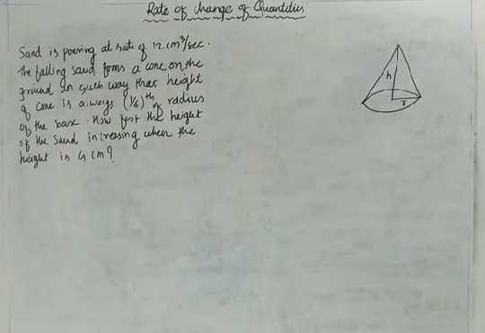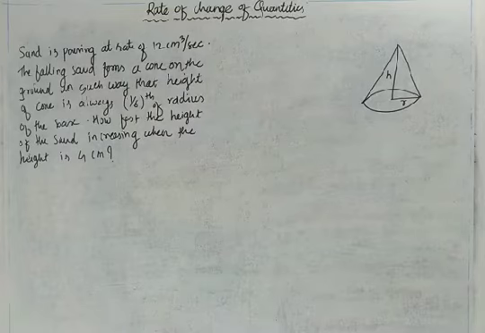The next example, which is familiar to us: sand is pouring at the rate of 12 centimeter cube per second. It means we take sand in hand and leave it slowly, so a cone will be formed on the ground. The falling sand forms a cone on the ground in such a way that the height of the cone is always 1 by 6 of the radius of the base. How fast is the height of the sand increasing when the height is 4 centimeter?